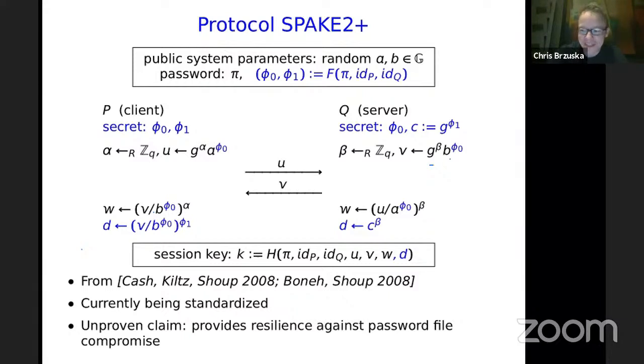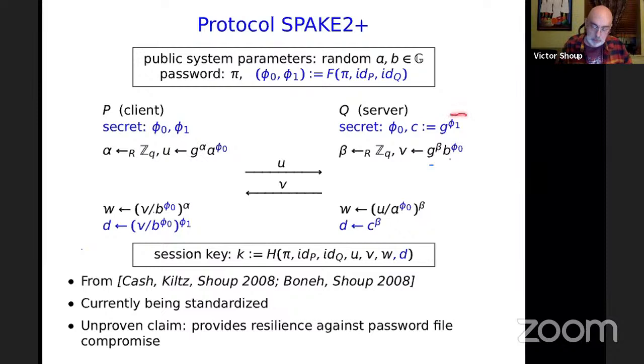Maybe I can jump in with a question. Can you give us some idea of what resilience against password file compromise means in practice? A password file leaks. Right.